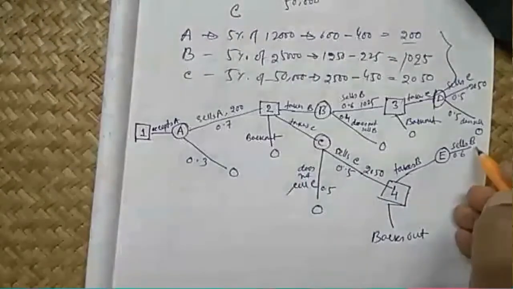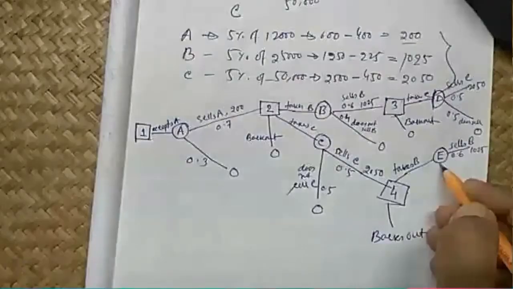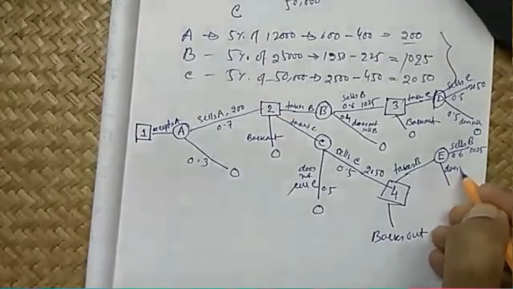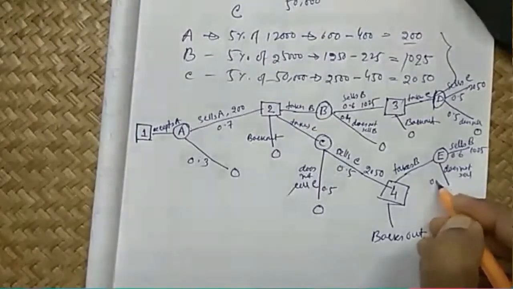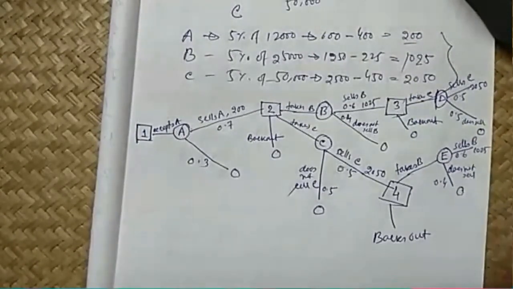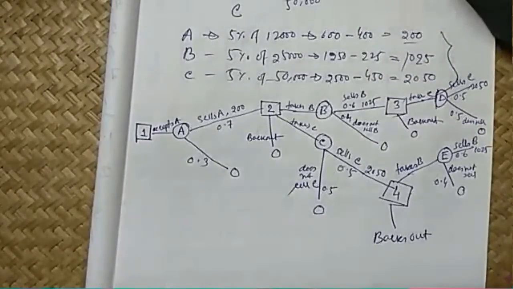Sells B, probability 0.6, and gets 1025. On B, does not sell, probability 0.4, gets 0. Okay, so this is how we will draw the tree. So is the tree clear to you? If the tree is clear to you, then we will stop today, and in the next class we will again start the analysis and go for the solution.